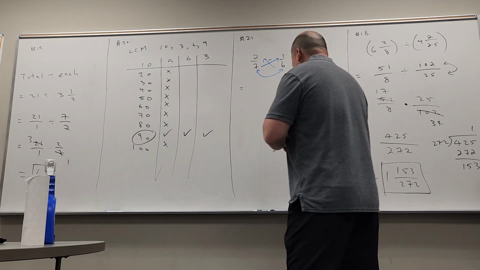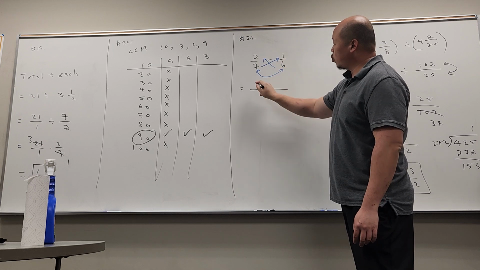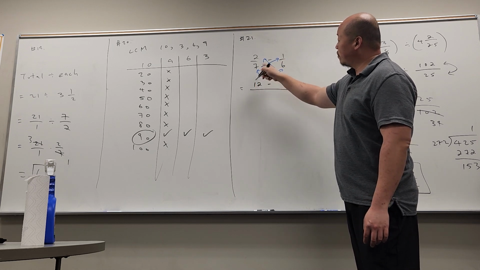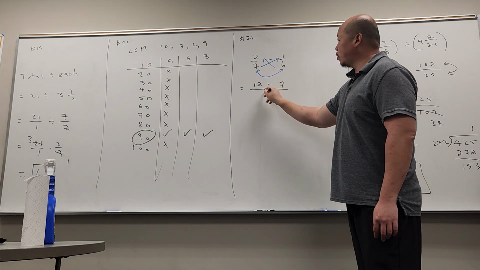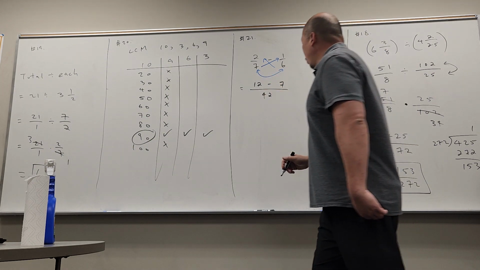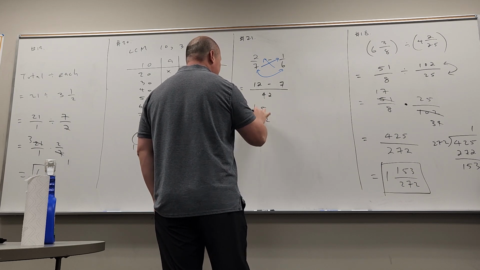Meaning you're gonna get 6 times 2 is 12. 7 times 1 is 7. The bottom, just do 7 times 6, and that's 42, right? So that would be 5/2. And that's the best you can do. That's it.